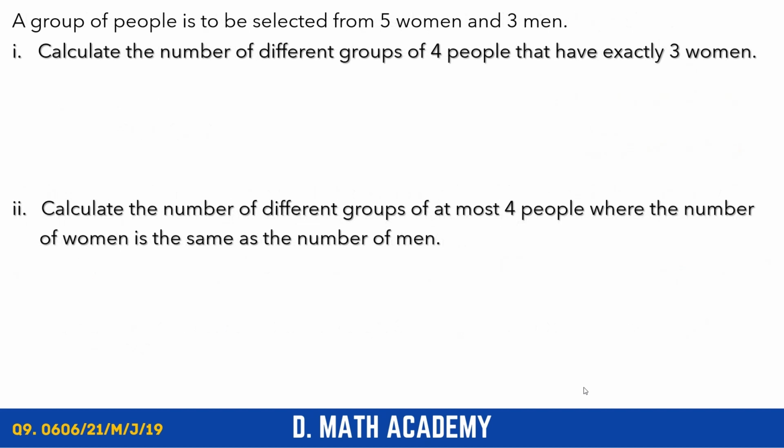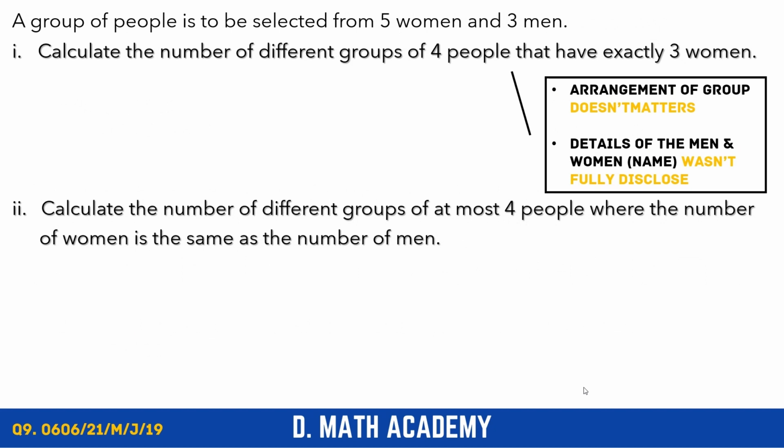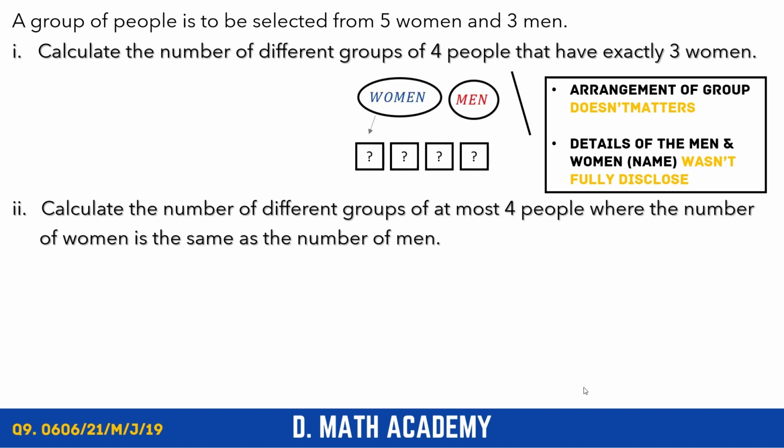As for the next part, a group of people is to be selected from 5 women and 3 men. Same thing, the arrangement of the group doesn't matter, and the details of the men and women's names weren't fully disclosed. Find the number of different groups of 4 people that have exactly 3 women. Exactly 3 women means that out of the 4 options, 3 must be women and 1 selected from men. So we have 5C3 times 3C1. Then you get your result as 30.